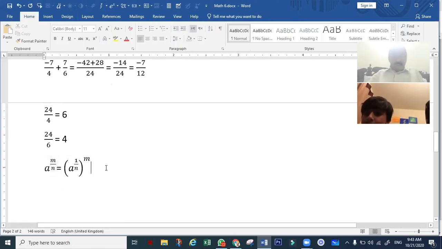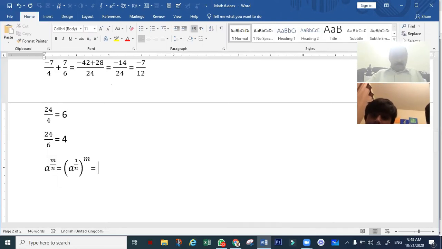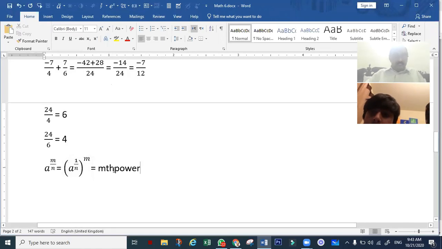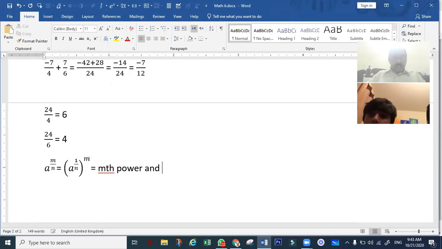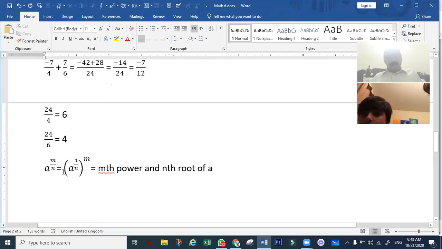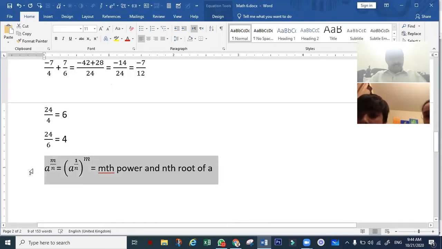How is it to be read? Mth power and nth root of a. If you take the power first, we can say a power m, whole power 1 over n. We can write down the same as this as well.